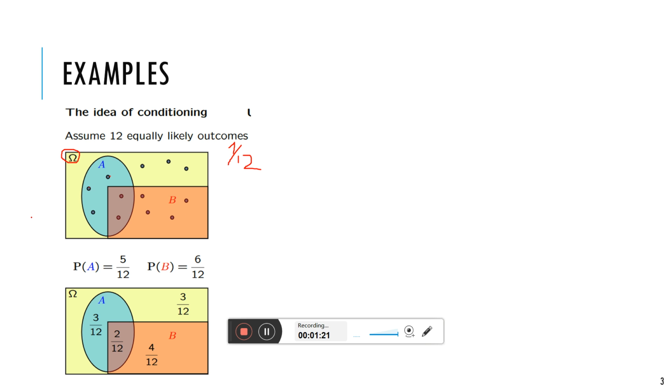Here we have the probability of A is 5/12. Here we have 1, 2, 3, 4, 5 outcomes in set A. In B we have 1, 2, 3, 4, 5, 6, so the probability of B is 6/12. And here we have some outcomes that do not belong to A or B, which is 3, so the probability is 3/12. The intersection between A and B is only 2/12.